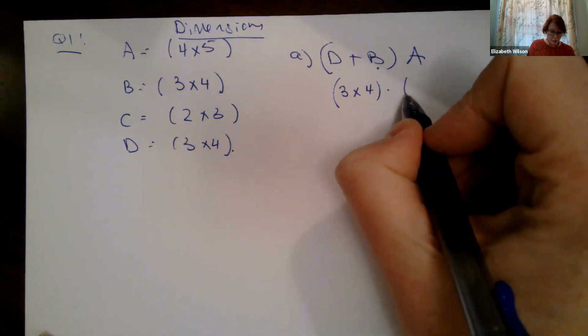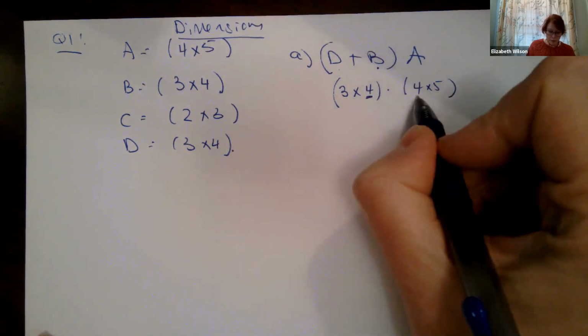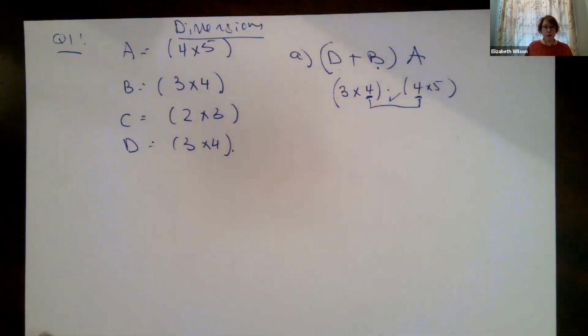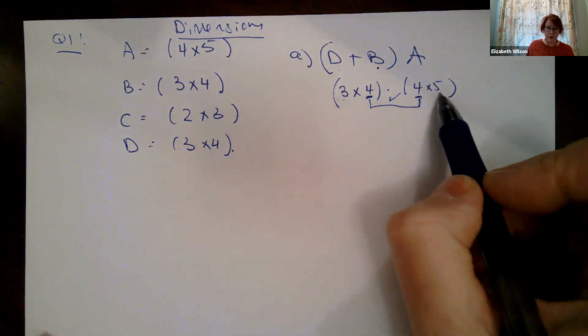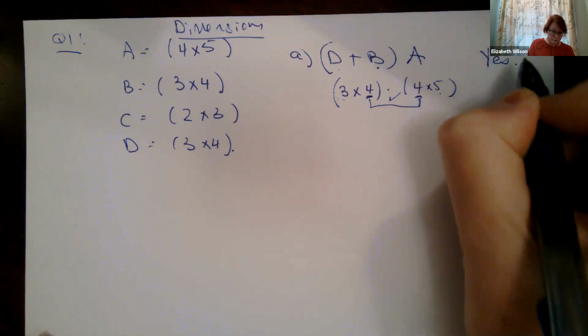A now is a 4x5. So remember, we check our inner dimensions. If the inner dimensions agree, I can do the multiplication. My answer will be a 3x5. Okay, so that's part A. So part A is yes.